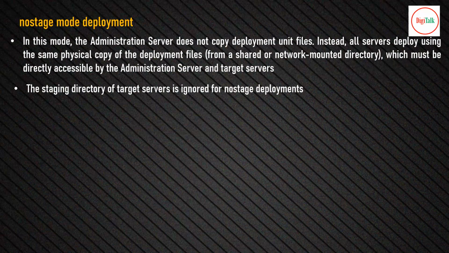So that means all servers deploy using the same physical copy of the deployment files from a shared or network mounted directory, which must be directly accessible by the admin server and target servers. That means we have a code file that we have placed on a shared directory, and the deployment will happen from that shared directory, right? So the staging directory of target servers is ignored for no stage deployment.